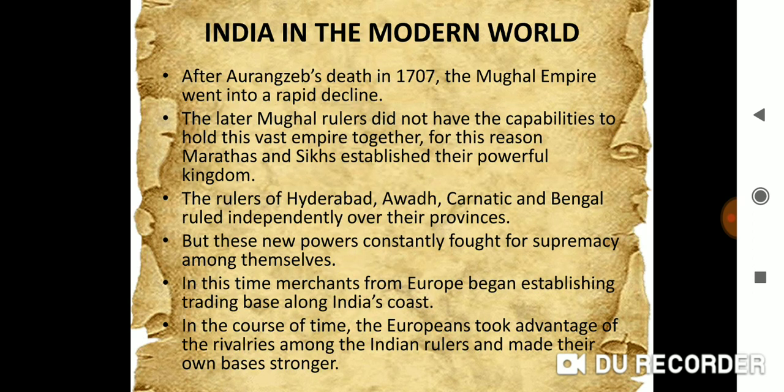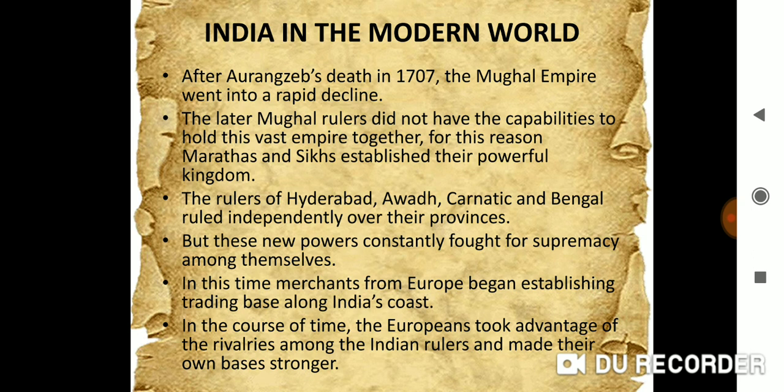Now I will discuss the next point, India in the modern world. After Aurangzeb's death in 1707, the Mughal Empire went into a rapid decline. All of you know, in class 7 you have already read, after the death of Aurangzeb the Mughal Empire started to decline. The later Mughal rulers did not have the capabilities to hold this vast empire together.